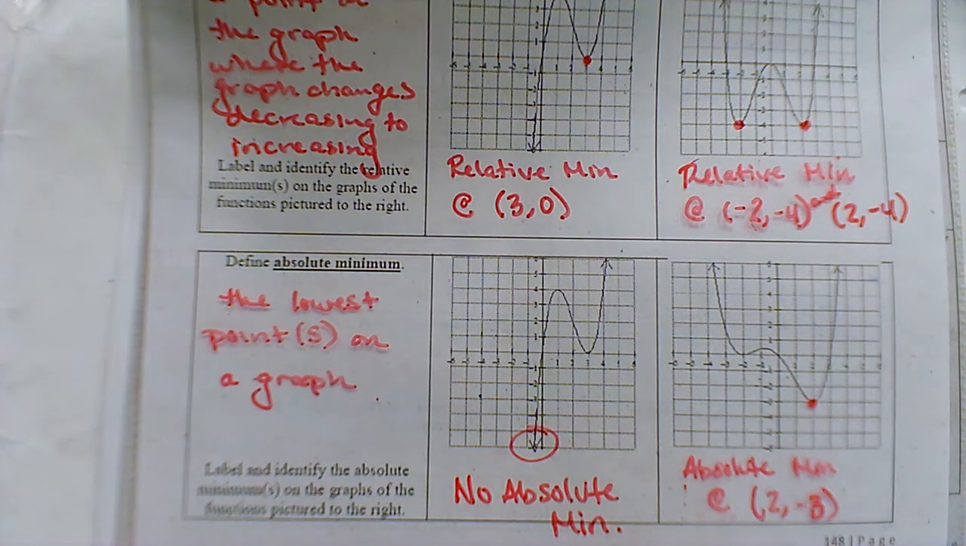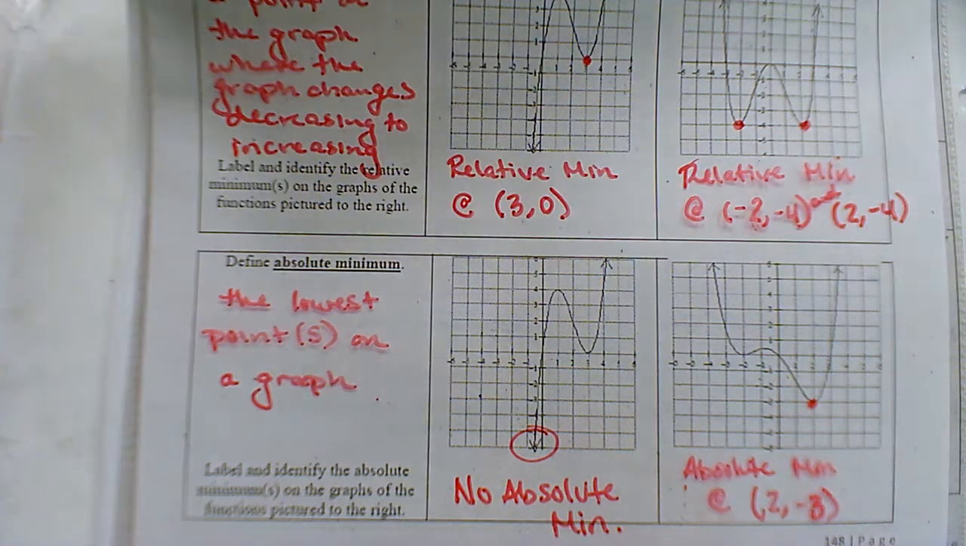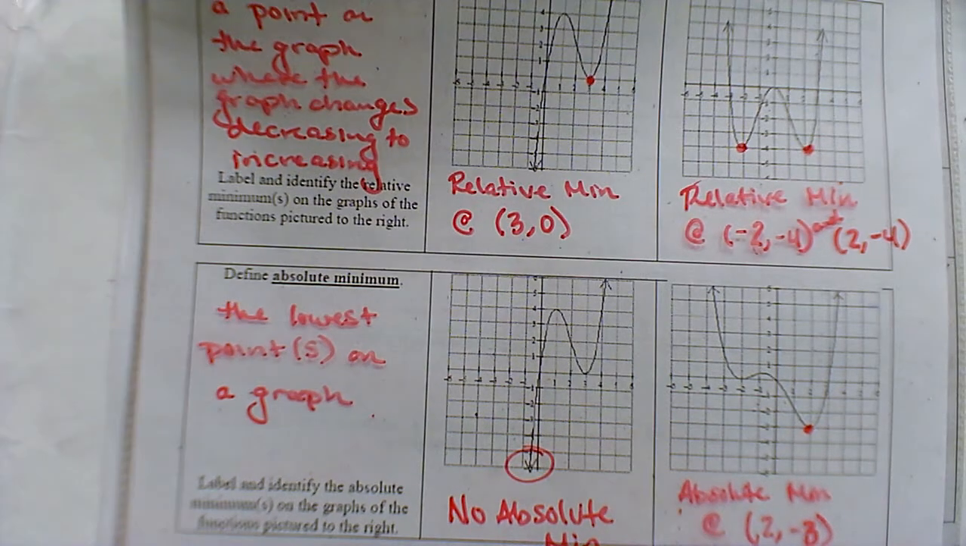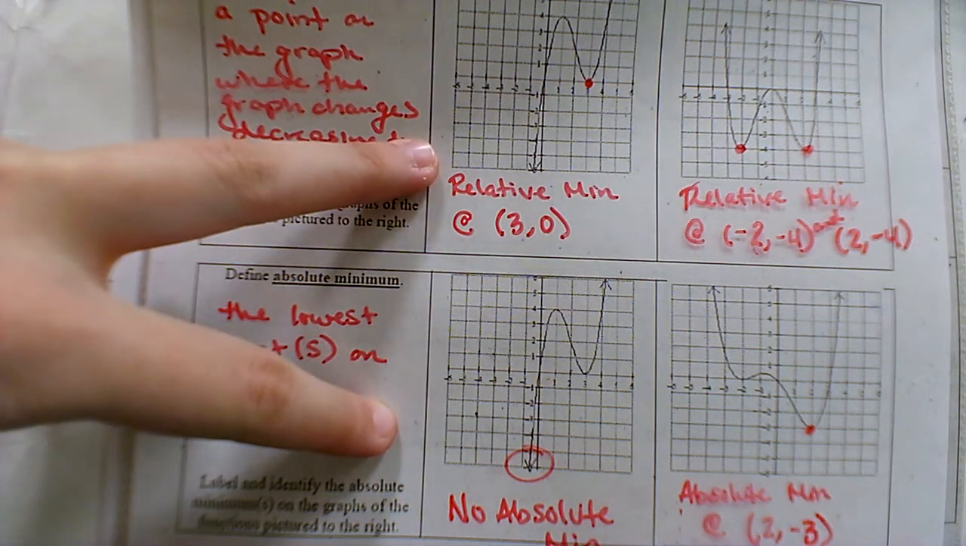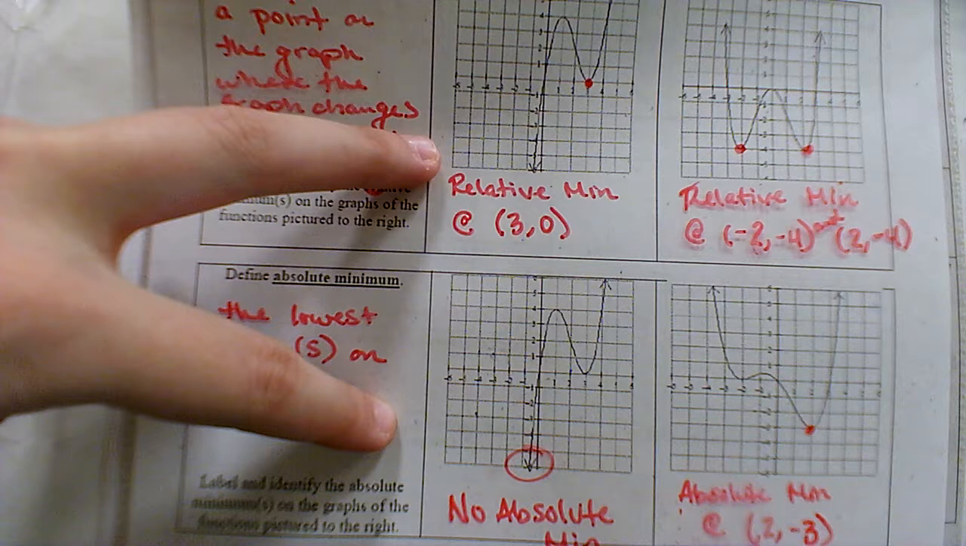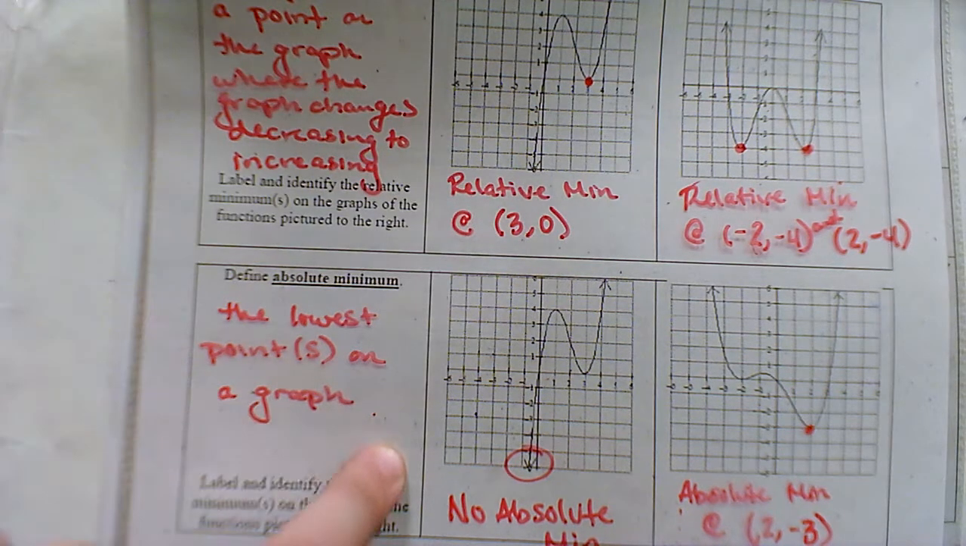Okay, so even though the same graph in the middle of the page had a relative min, there was a low point on the graph, there is not an absolute minimum. There's no lowest point on the graph. Can we see the difference between the two? Even though they're both technically minimums, they're two different types. Okay, a low point versus the low point.